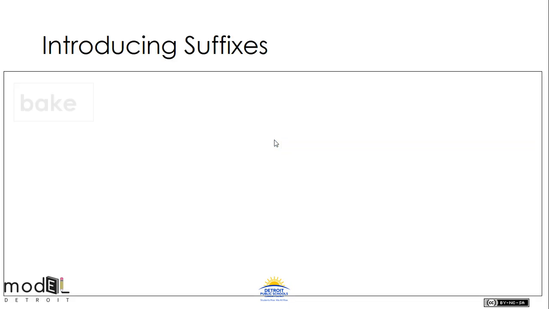Let's skywrite the word bake. Tap out the sounds using your thumb and fingers. B, A, K. What is the job of the E at the end of this word? You guessed it. Magic E tells the A to make the long sound. This word is bake. Can you think of a sentence with the word bake?